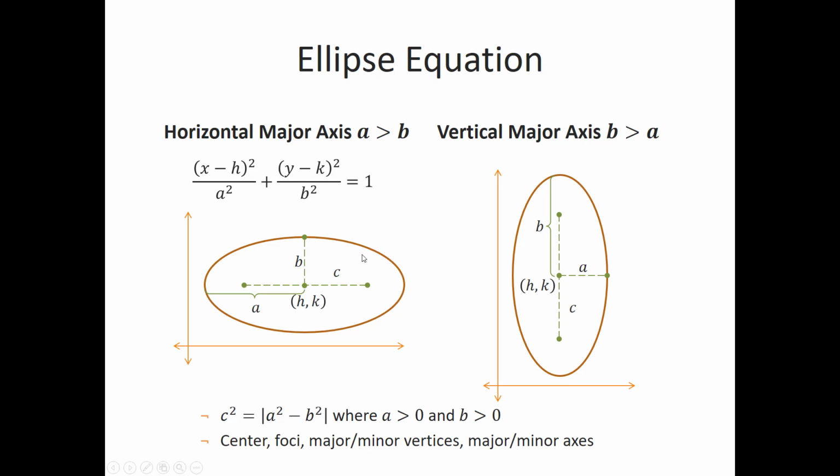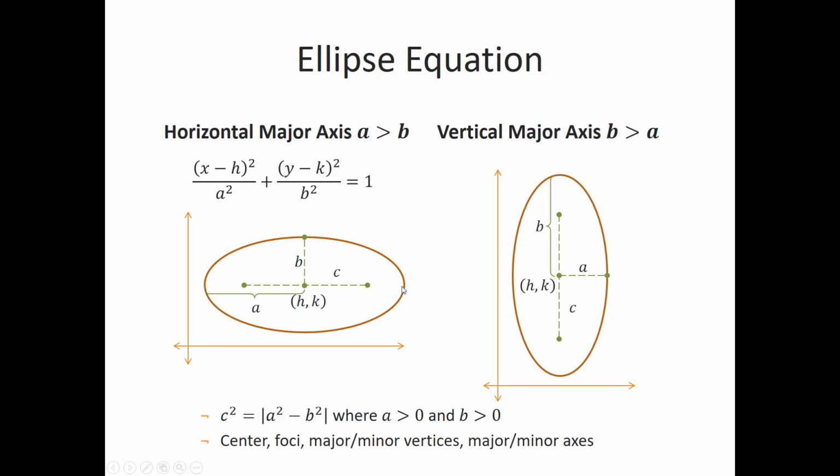If A is bigger, then you're going to have a wider ellipse. If B is bigger, you're going to have a taller ellipse. And then for the relationship between A, B, and C, we use c squared equals the absolute value of a squared minus b squared, and c is the distance from the center to each of the focus points. So from the center to the right focus, and from the center to the left focus. The foci are always in the same direction as the length of the ellipse. So a horizontal ellipse will have horizontal foci, and a vertical ellipse will have vertical foci.